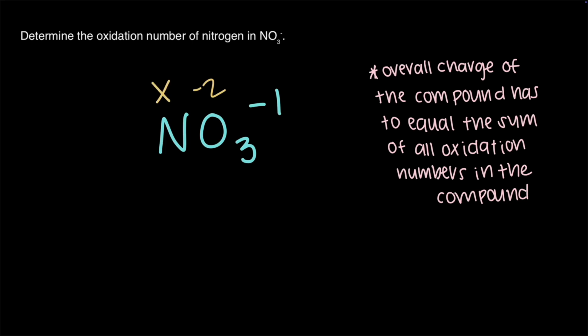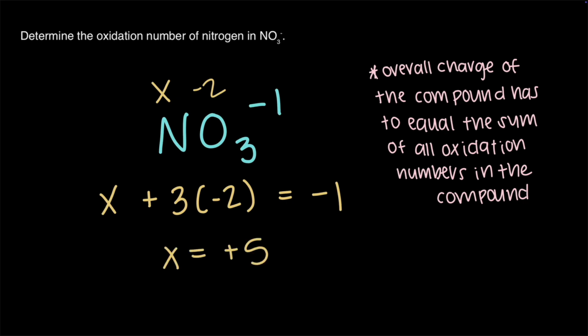so the total overall will be equal to -1. Setting up an equation to solve for the oxidation number of nitrogen, we can write x plus 3 times -2 equals -1. X will equal 5, and nitrogen has a +5 oxidation number.